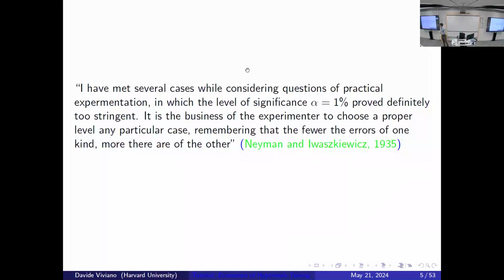So again, this is a quote in which the argument that is made is that oftentimes we do see a given level of control, say 1% in this example, but this is often too stringent, and it is the business of the experimenter to choose a proper level in any particular case, remembering that the fewer the errors of one kind, the more the risk of the other. So basically, there is a trade-off in the choice of type 1 error.